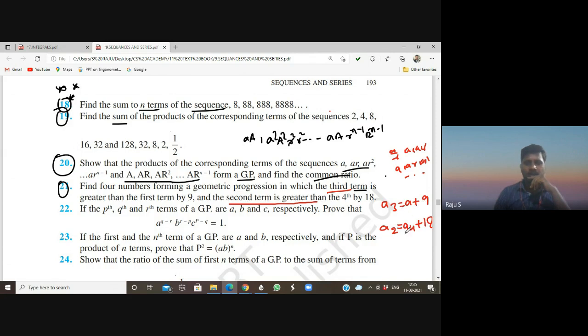A3 is equal to A plus 9. A2 is equal to A4 plus 18. Then, what are the four numbers, like A1, A2, A3, A4? That's it. They ask you, what are the four numbers? Those four numbers satisfy these two conditions. Third term is 9 greater than the first term. Second term is greater than fourth term by 18. So, do it and tell me first yourself.